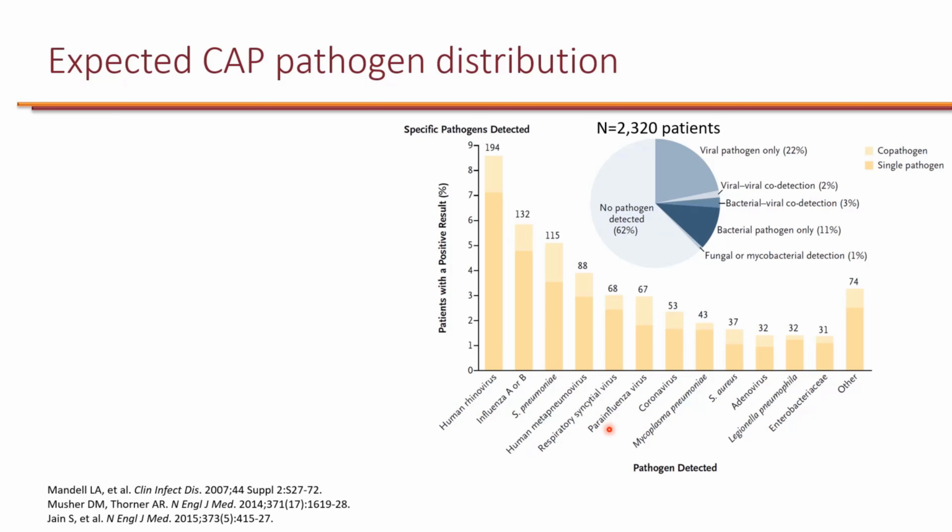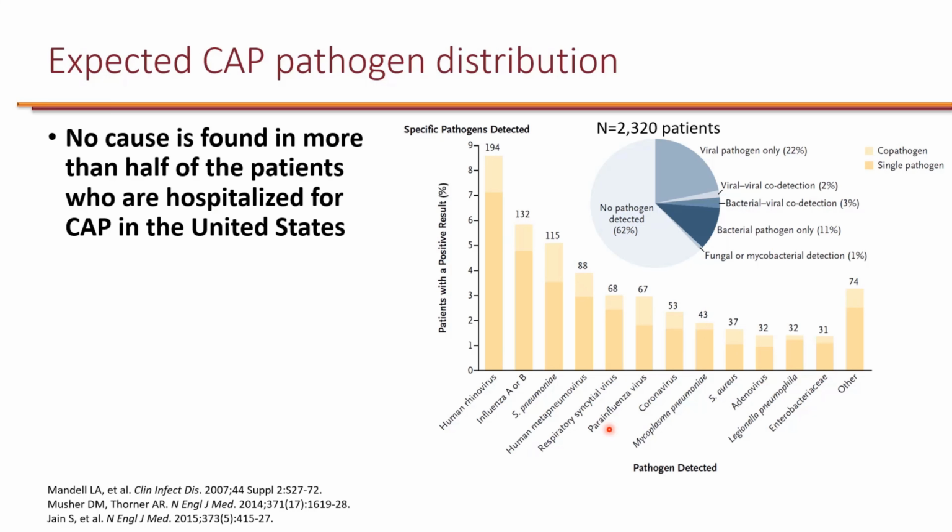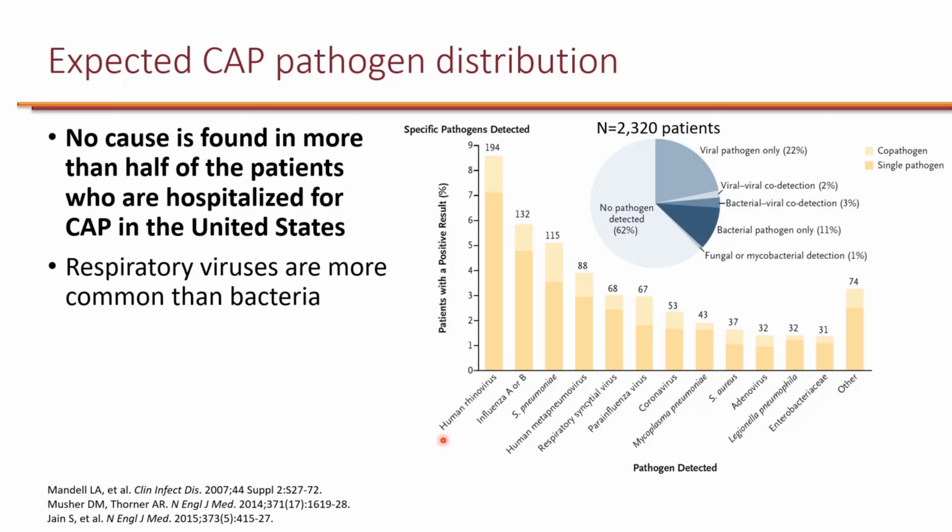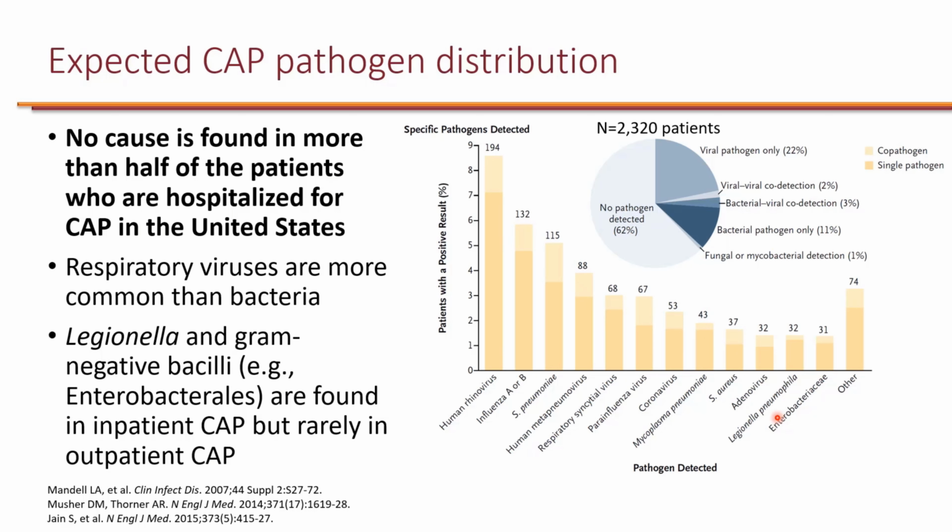Now, as you can see, in general, no cause is found in more than half of the patients who are hospitalized for CAP in the United States. The second thing that you will find here is that viruses are actually more common than bacteria. So you can see here human rhinoviruses, influenza, coronaviruses. And while Legionella and Enterobacterales are found among hospitalized patients, really, they are rarely found in outpatient community-acquired pneumonia. And what I mean by that is community-acquired pneumonia that's not severe, that can be treated outpatient. And we'll talk more about that shortly.